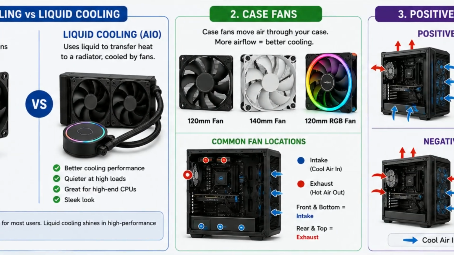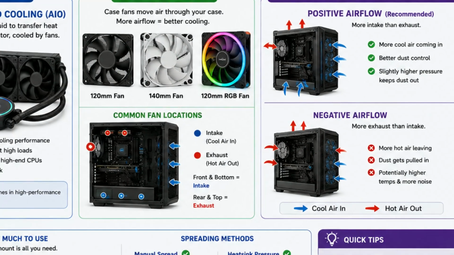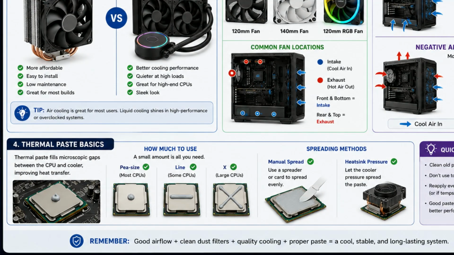You'll also hear terms like positive airflow and negative airflow. Positive airflow means more intake fans than exhaust fans. Negative airflow is vice versa. Finally, thermal paste. Thermal paste helps to improve heat transfer between the CPU and the cooler. And no, more thermal paste does not mean better cooling.